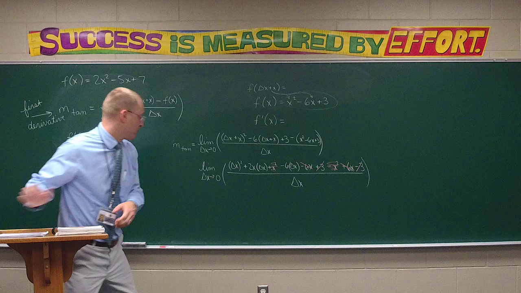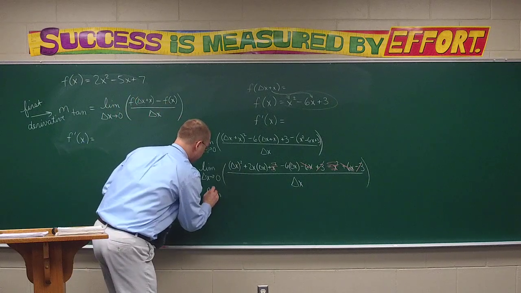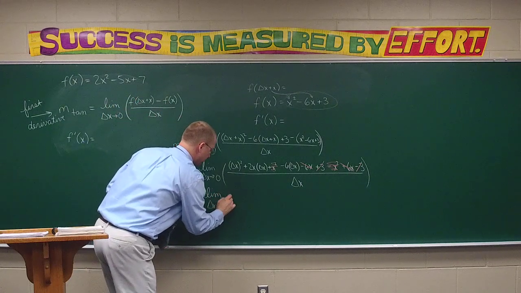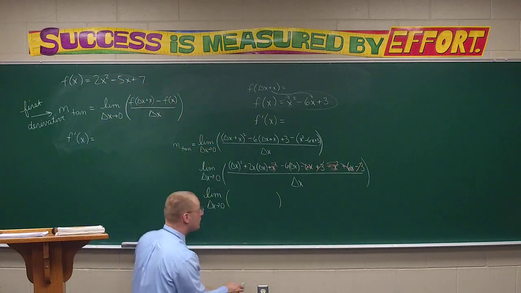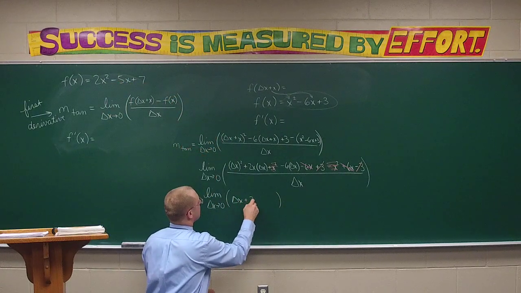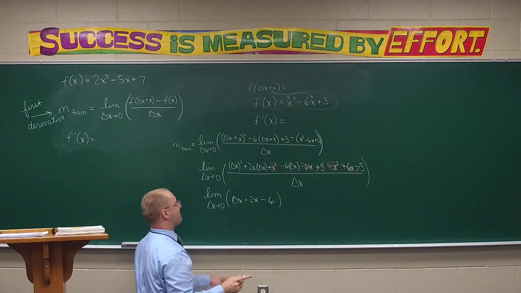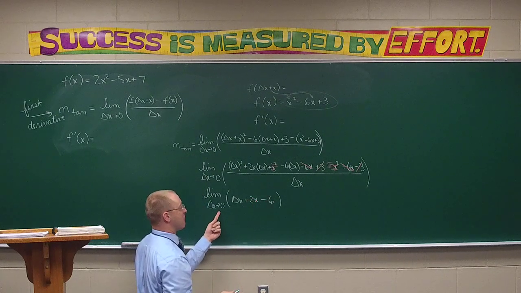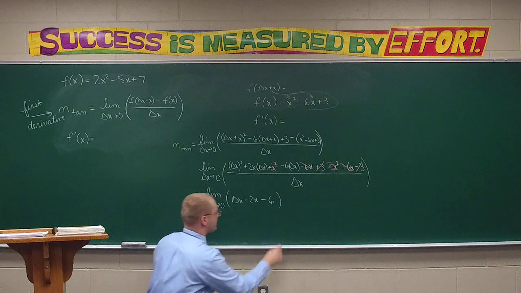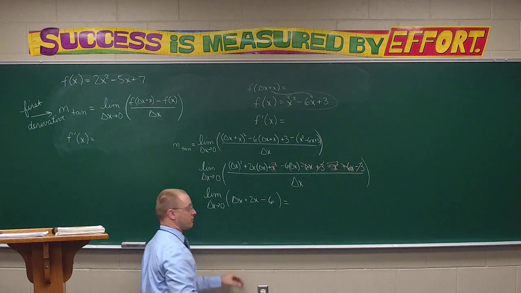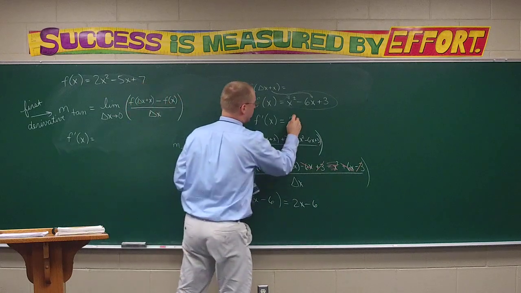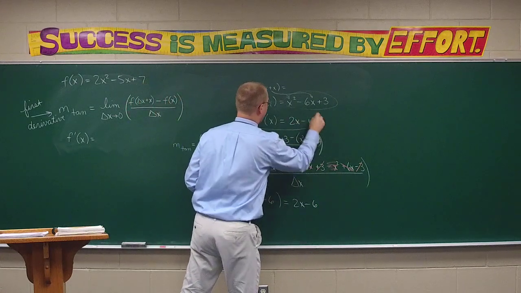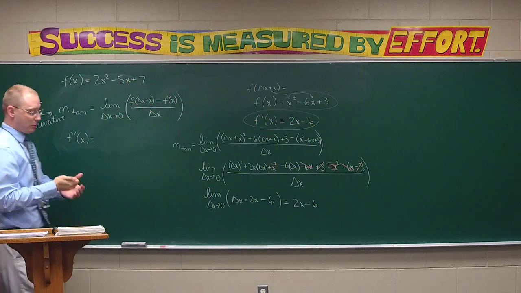Move this out of your way. That's going to give me the limit as delta x approaches 0 of what non-fractional leftover? But since delta x approaches 0, that means we're going to plug a 0 where it says delta x. So my answer is just 2x. And that's the first derivative of the function. F prime of x equals 2x minus 6.